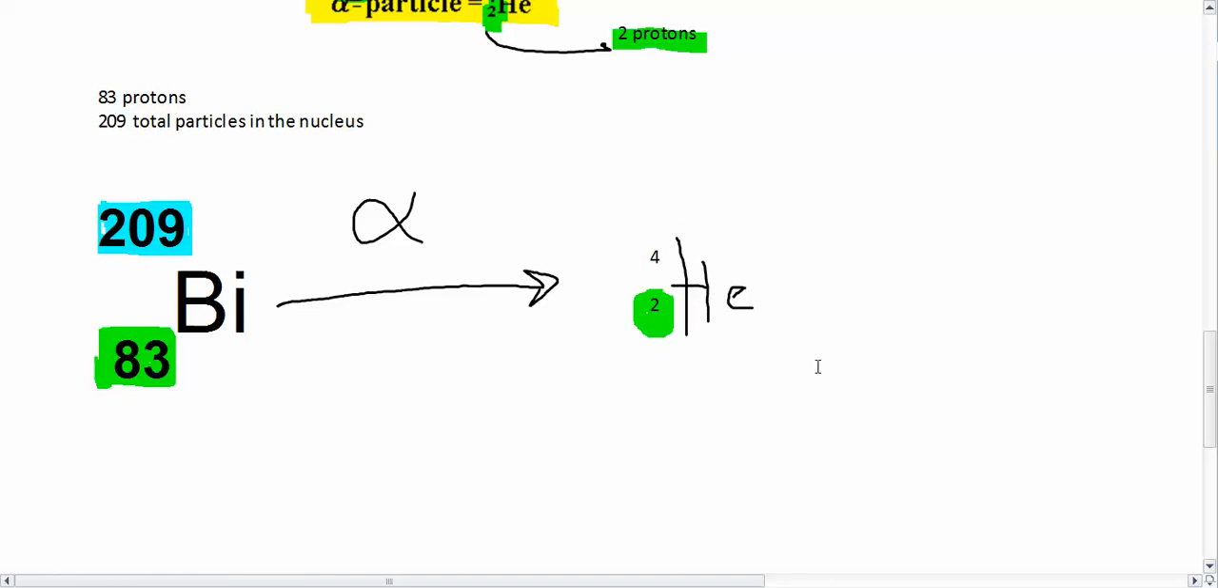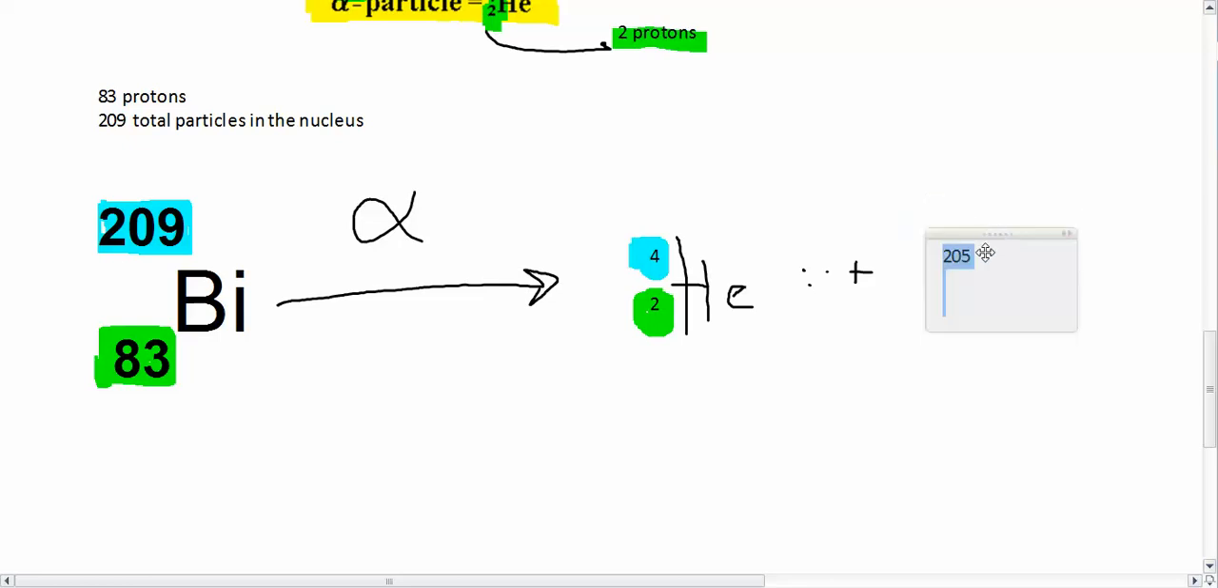So what's left? What else do we get? So bismuth is going to release a helium, but that's not it. What's going to be left over? So if bismuth loses a total of 4 particles, its atomic mass is going to go from 209 to 205. Because 209 minus the 4 particles in the alpha particle is going to leave us with 205 particles inside. Except it's not going to be bismuth anymore.